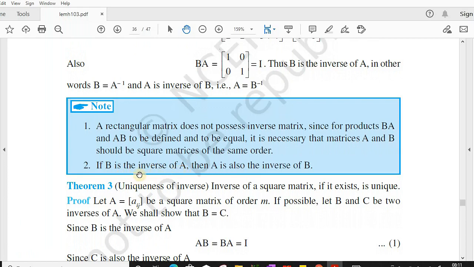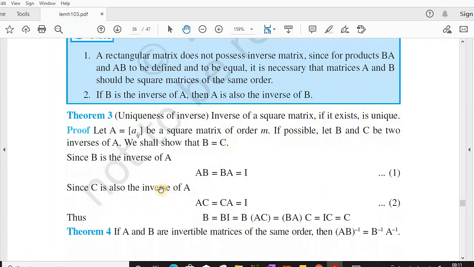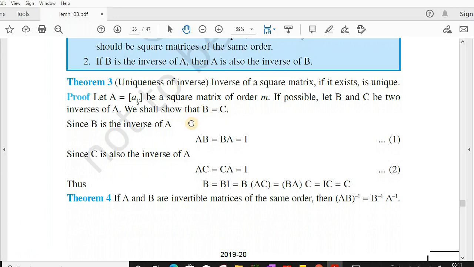Next, if B is the inverse of A, then A is also the inverse of B. It can be shown that if a matrix is invertible, it has only one inverse. It cannot be two, because if there are two inverses B and C of A, we can establish that B is equal to C.